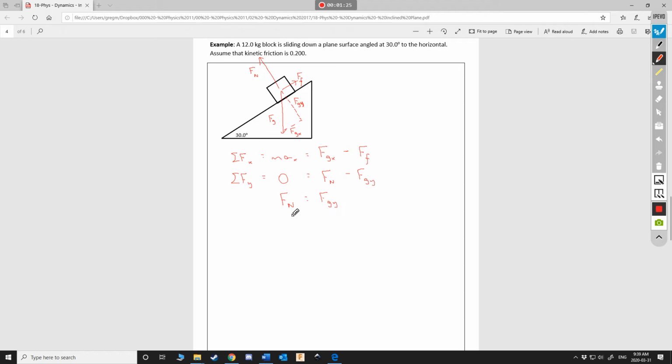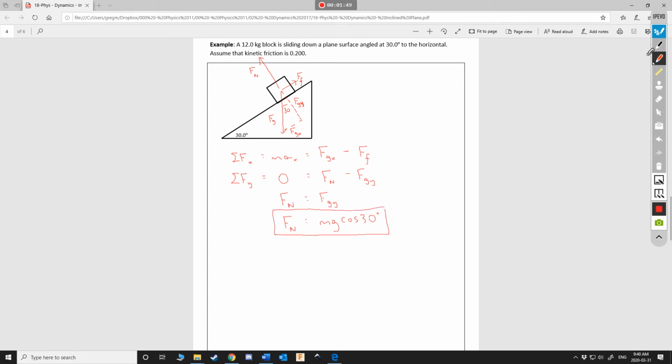And we can simplify that. Force of gravity is mass times gravity. The y component is going to be that sine. Sorry, not sine, it's going to be cos. My bad, sorry. Here's our 30. It's going to be cos 30 degrees. So that's our normal force.